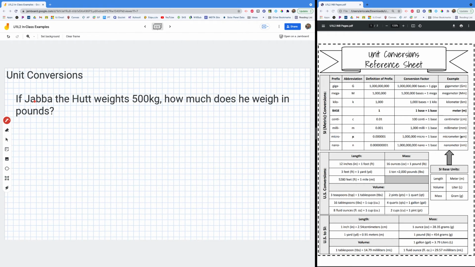Okay, let's see. If Jabba the Hutt weighs 500 kilograms, how much does he weigh in pounds? Easy peasy. What did I say earlier? If you see kilo or giga, mega, centi, milli, micro, nano, the only thing you can do is convert that to the base unit. So 500 kilograms, I want kilograms on bottom. The base unit for kilograms is grams. According to my chart, there's 1,000 bases in 1 kilo. So 1,000 grams in 1 kilogram.